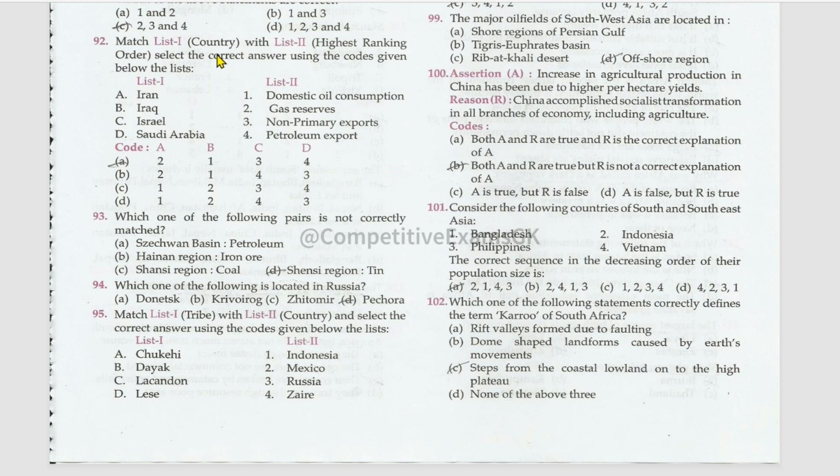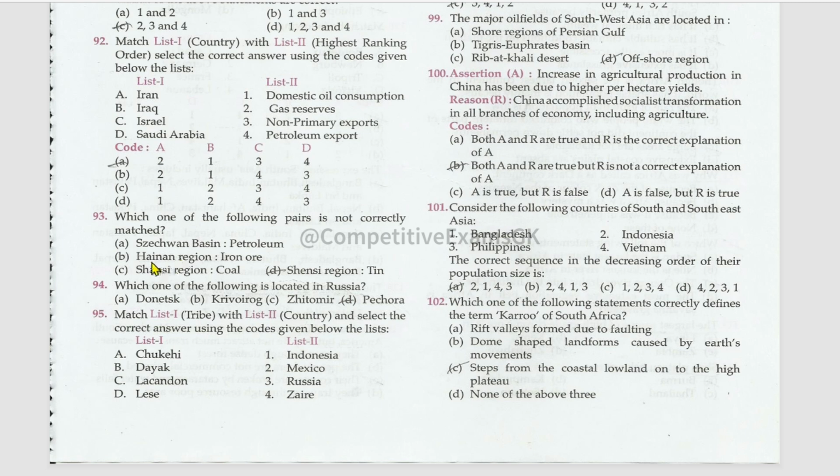Next, matching. List 1 are the countries and list 2 are the highest ranking order. Iran gas reserves. Iraq domestic oil consumption. Israel non-primary exports. Saudi Arabia petroleum export. Which one of the following pairs is not correctly matched?